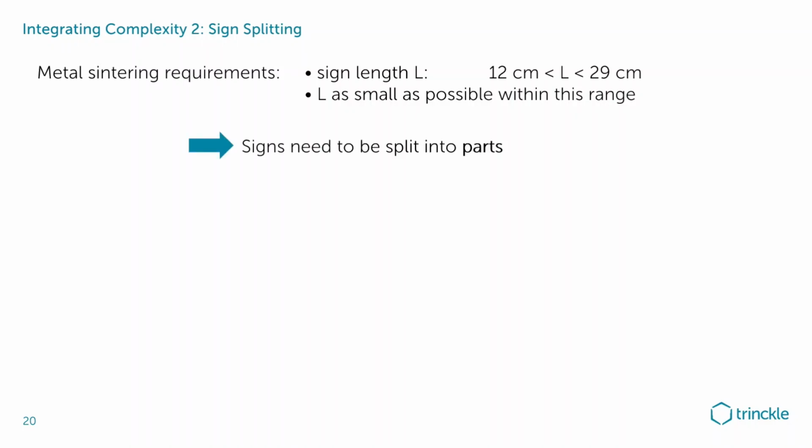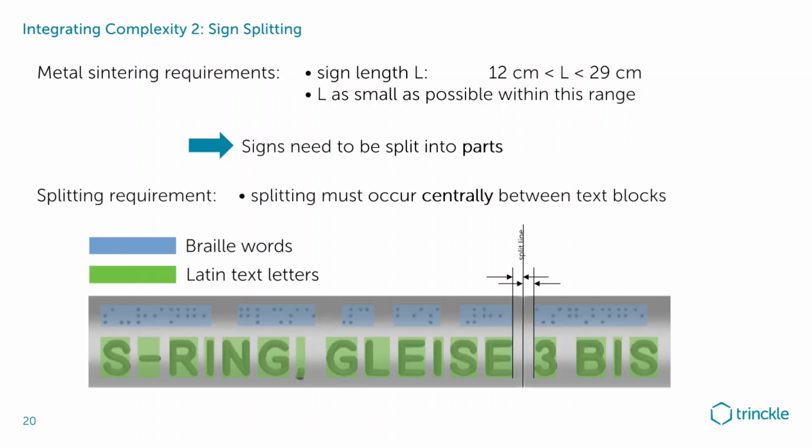And of course, the splitting is also not so easy, because the splitting needs to be done in a way that you only do the splitting in between character blocks of the Braille words and of the Latin text letters. And then, of course, ideally in a very centralized way, so the split line is in the middle and should be evenly spaced on both sides. And that was the requirement, and we said, okay, we will do this. At the end, it's a logical problem that is not so hard to grasp.